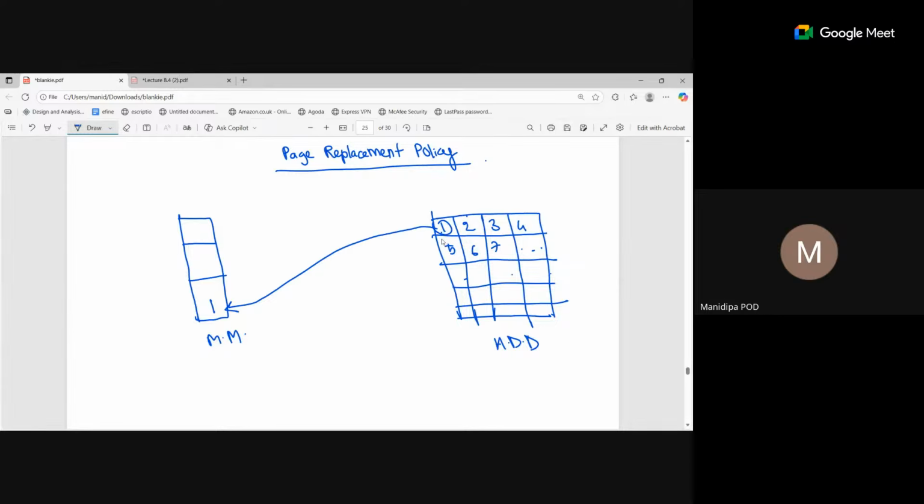So this 1, was it a hit or a miss? A miss, ma'am. It was a miss. Now next is 2. This is also a miss, not present. So we enter it. Next 3 is also a miss. So enter 3.